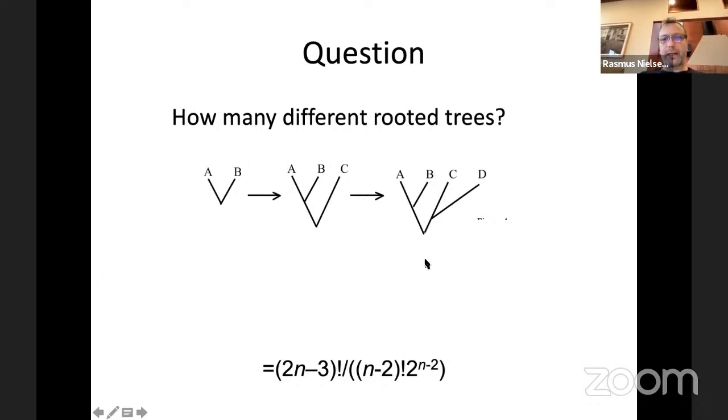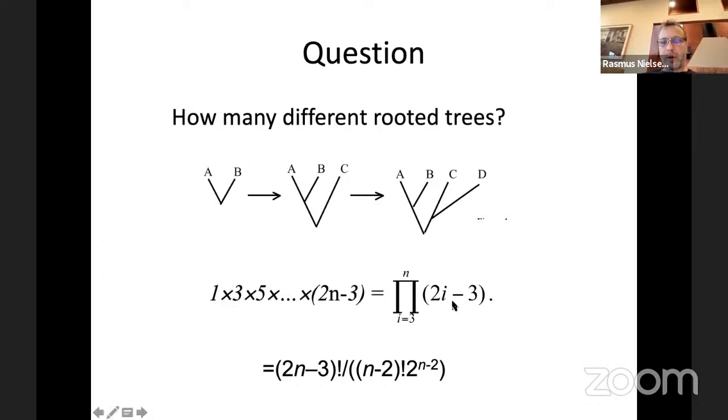So there's a simple rule here that every time you add another tree, you can go in 2i minus 3 more ways that you can add a root, add a node, if there currently are i lineages in the tree, or i leaf nodes. So you come up with this simple expression here that it's the product from i equal 3 to n of 2i minus 3, for which there's this identity here. It turns out that this product here can be written like this.